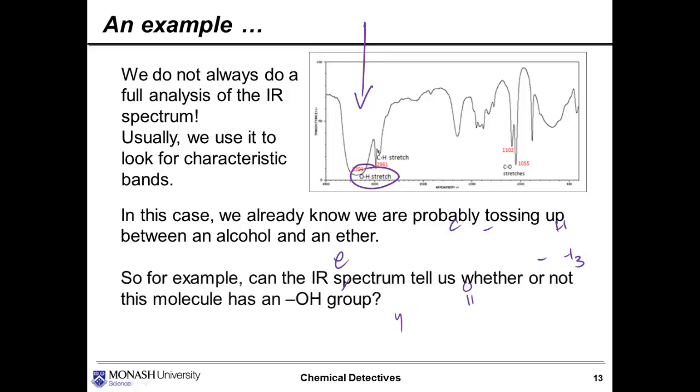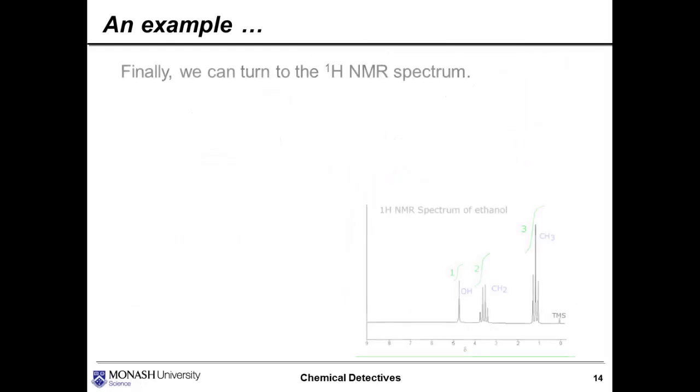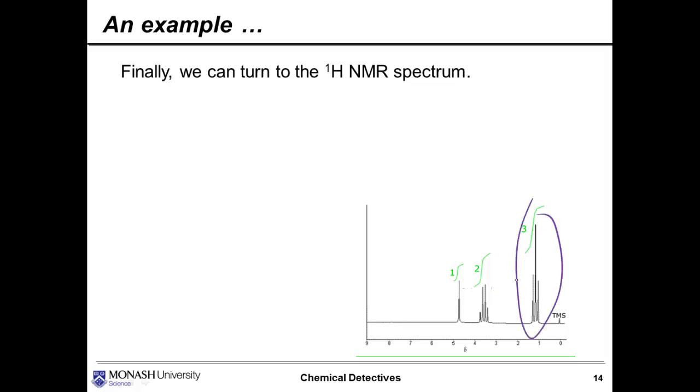Let's move on to the last step, the proton NMR spectrum. It looks a little bit like this. In this case here, I have three clusters of peaks. I've got a cluster here, here, and here. In other words, I have three chemical environments.